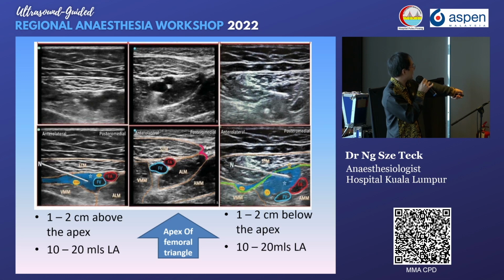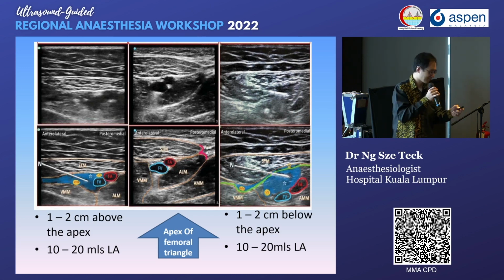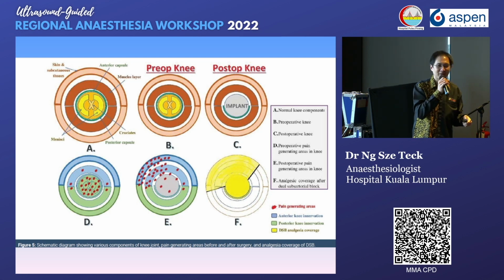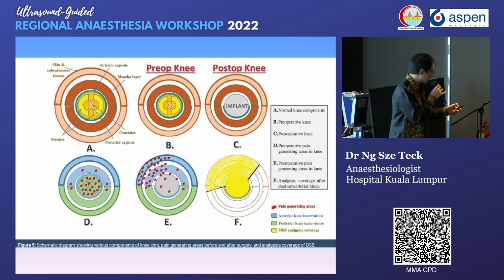You find the apex of the femoral triangle here, kissing sign again. So you move 2 cm away, maybe you inject 10 to 20 here. Then you move 2 cm below, you inject 10, 20 cc here. And then they find that this is the coverage of that block. Okay. But still we are missing the posterior side.